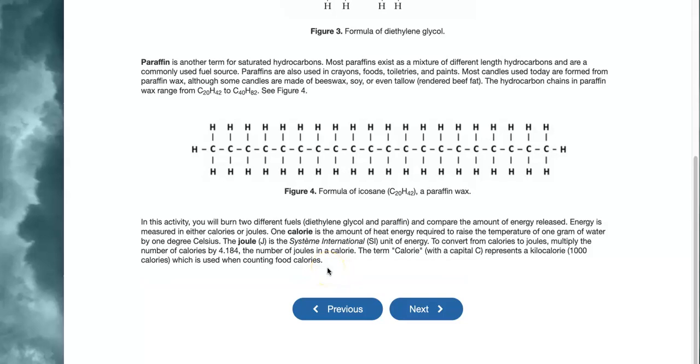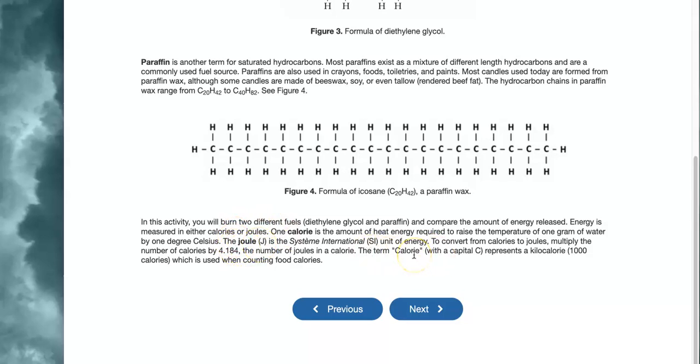Energy is measured in either calories or joules. In the chemistry lab, honestly, we flip between the 2 quite often. I'm sure you've heard the word calorie before, but be careful. There are actually 2 different units of calorie. There's the lowercase c calorie, which is what we typically use in the chemistry lab. It's the amount of energy required to raise the temperature of 1 gram of water by 1 degree Celsius. Joule is the other common unit.